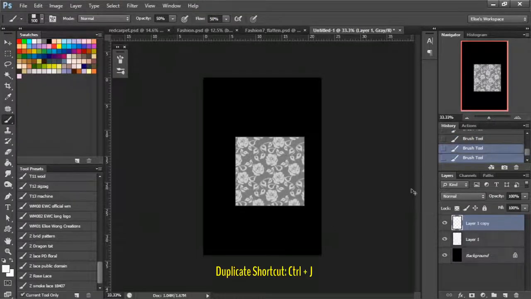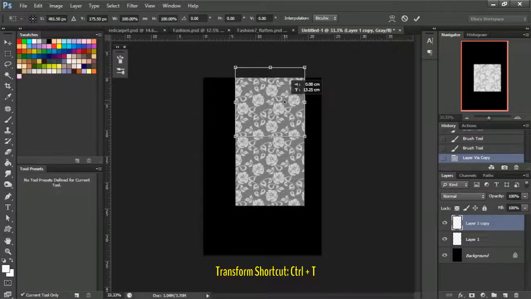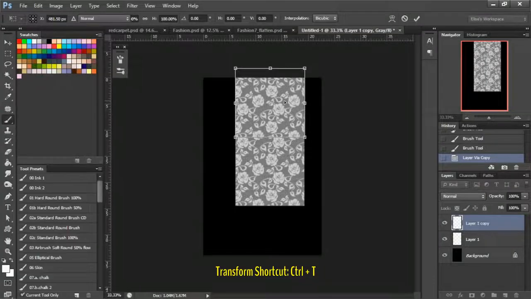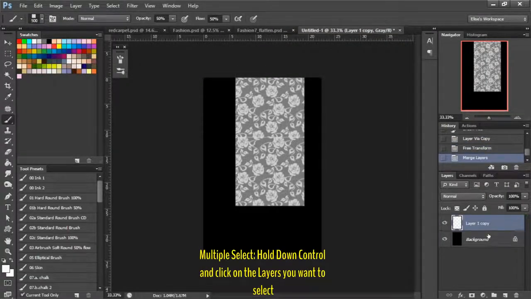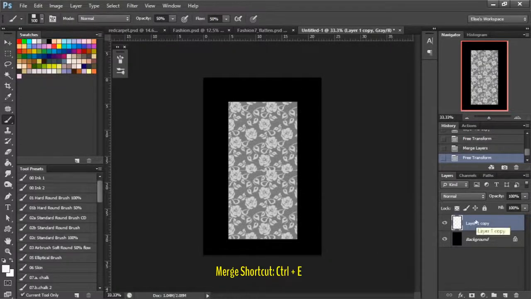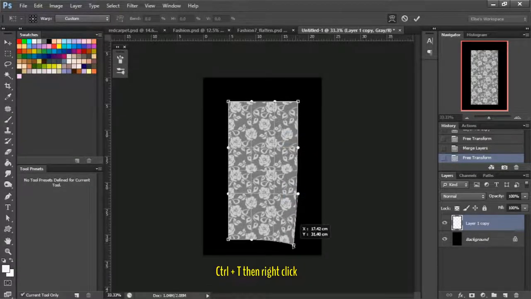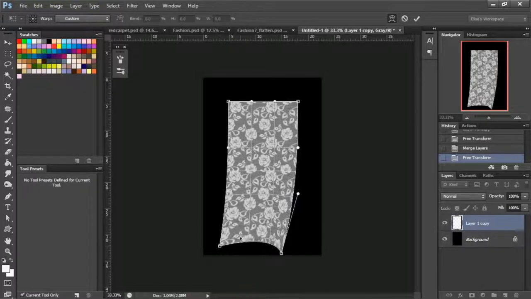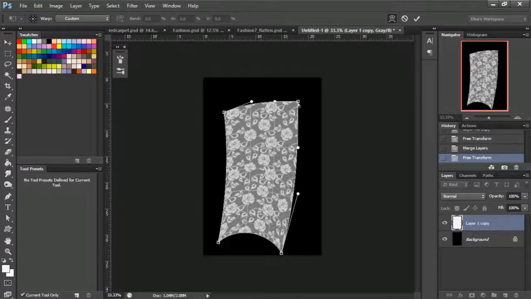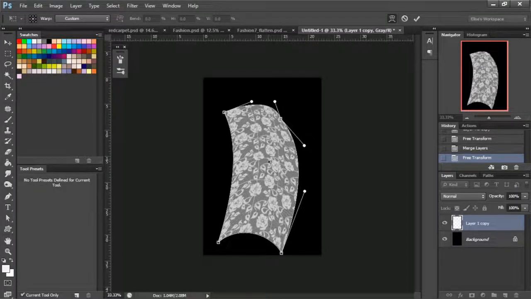Okay, I can duplicate them, bring it up. Merge them. So now we have a pattern. If the cloak is, for example, wavy, I can just go transform. I can warp, so I can turn it like that. So it gives more volume, so it doesn't look very stagnant, just a flat pattern.